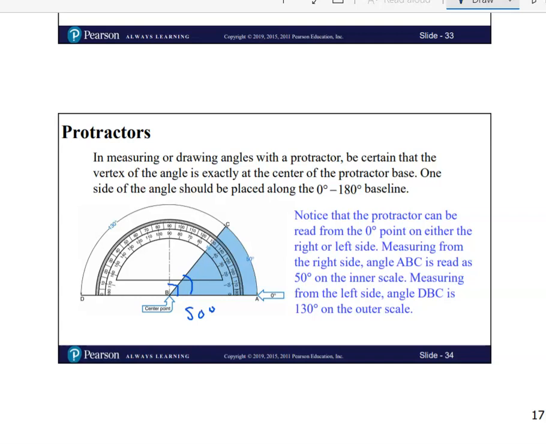Now, if I were to measure the other angle that's not colored blue, right, so if I'm talking about this angle right here, that one would be the one that's 150 degrees.